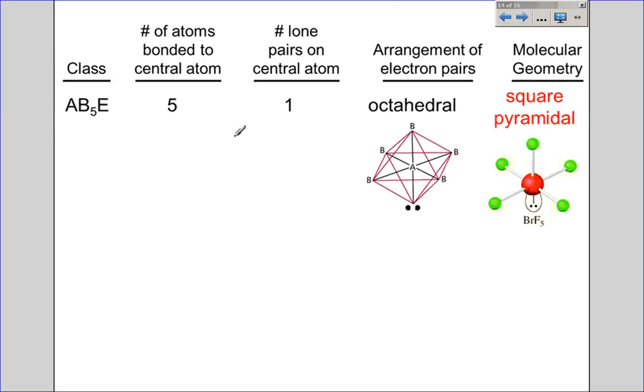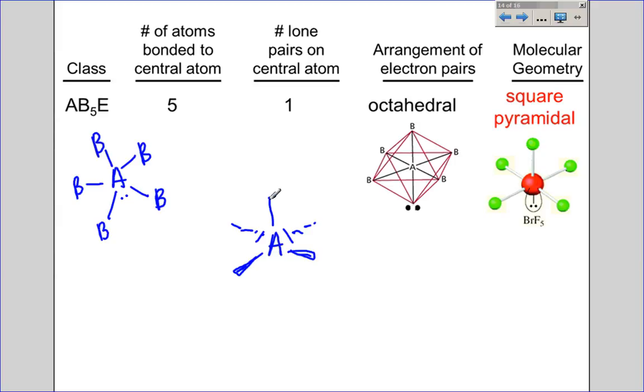In our next class, we'll add 1 lone pair. So we've got 5 atoms attached and 1 lone pair. So the electronic geometry is going to be octahedral in this case because there is a total of 6 electron pair domains. Where we choose to put the lone pair does not matter because we are dealing with a geometry where all the angles are 90 degrees. So really, any spot is fine.